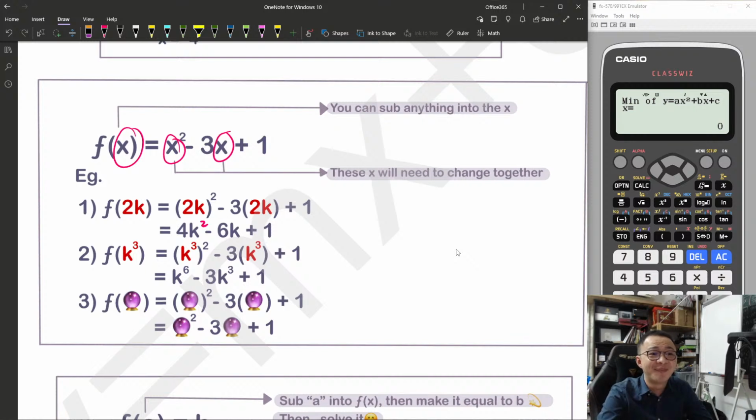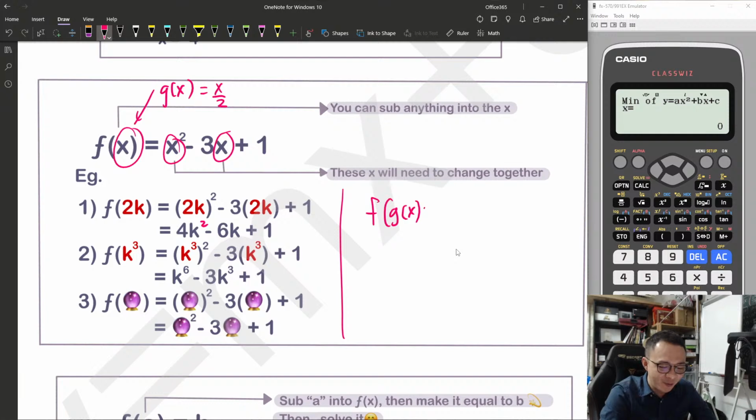What if today I substitute g(x) into it? Let's say g(x) is equal to simple one, x over 2. Let's say my g(x) is x over 2. I substitute into my f(x). Then the x here will become g(x), right? Then this one will become g(x) squared minus 3 g(x) plus 1, isn't it?